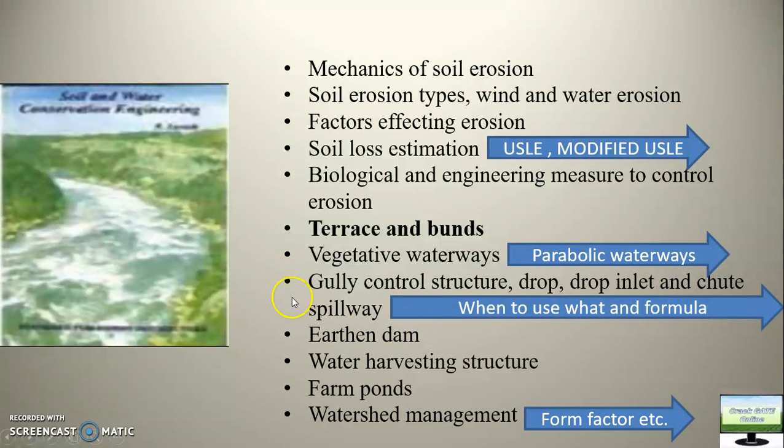Then earthen dam, water harvesting structure, farm pond and watershed management. In the last chapter of this book, you will get information regarding watershed management, in which various non-dimensional and dimensional quantities are given, like form factor, drainage coefficient, drainage length. All these are becoming important nowadays because watershed management and rain harvesting structures are now getting momentum. So lots of numerical questions are also coming from that. So study based on that.